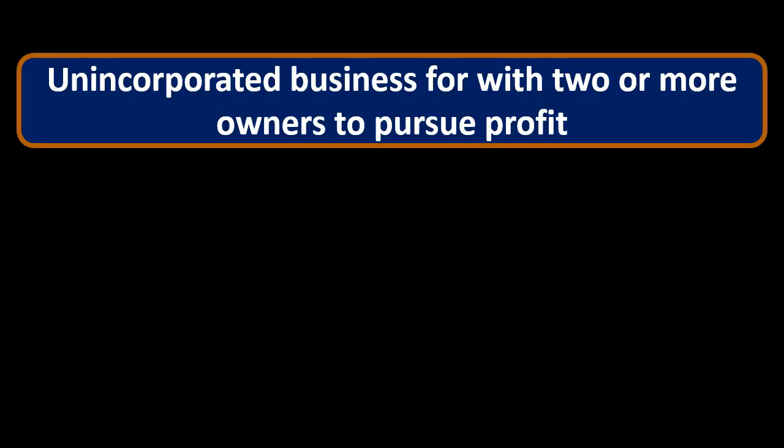First, a definition. A partnership is an unincorporated business with two or more owners to pursue profit. So, like any type of business entity, the main goal when we think of an accounting perspective is the pursuit of profit. We're looking to earn revenue, that being the goal of general business.